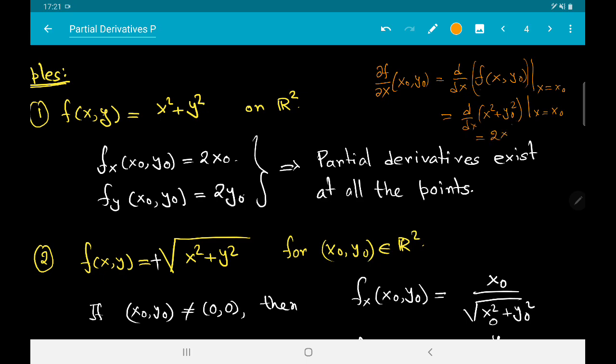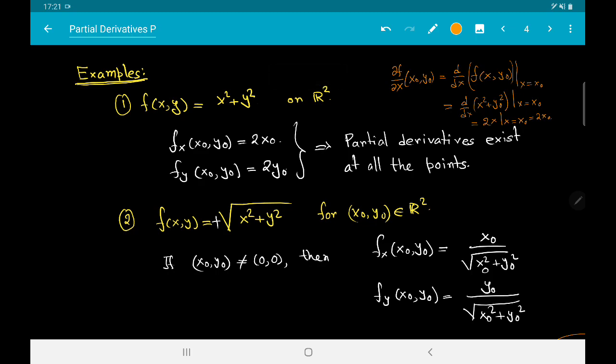So this is going to be 2x, and it is going to be evaluated at x equal to x0. So this is nothing but 2 times x0. But then similar calculations go through for fy as well, and if you want, you may please check these examples, check these calculations from your first definitions as well. So all you need to check is limit h tending to 0, f of x0 plus h comma y0 minus f of x0 y0 divided by h, and what should these expressions become?